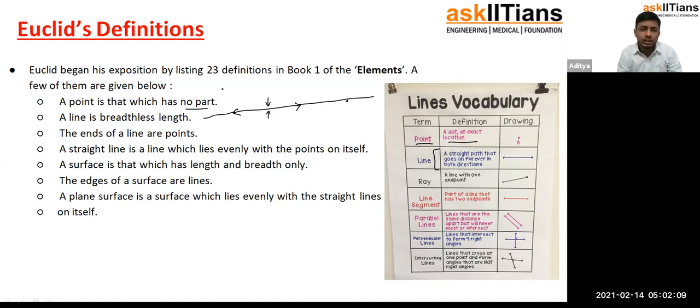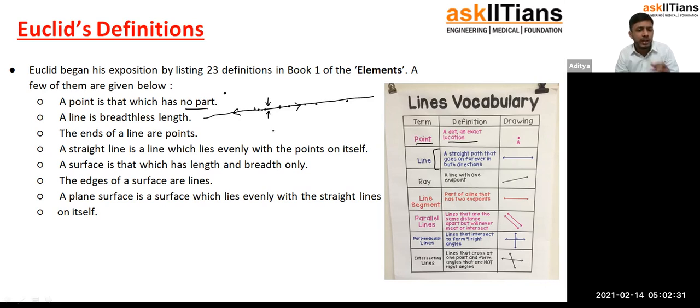Now, clearly, we can see that a line is composed of points. A line is composed of infinite points very close to each other. In fact, infinitely close to each other. We can find infinite points on a line. We can mark infinite points on a line. So this is a very basic fact that we should be aware of.